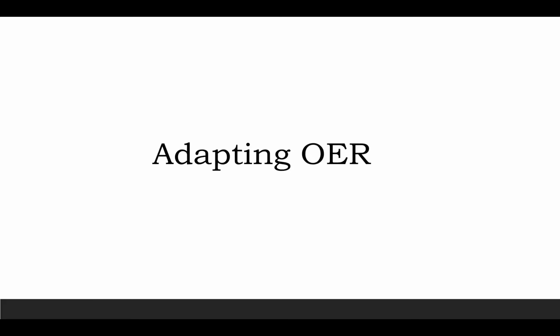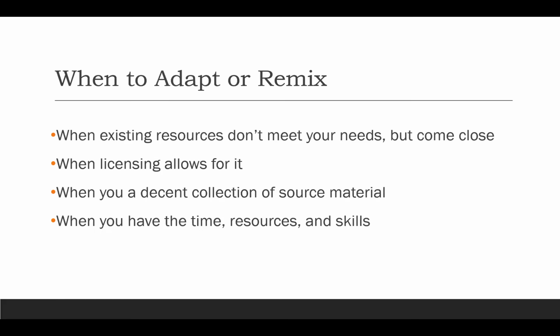Okay, so adapting OER. When you might want to consider adapting or remixing a work is when the existing resources don't really meet your needs exactly, but they come pretty close, right? So this is like when you might find 2 or 3 sources that seem like they could potentially be woven together or integrated into a book, but they would need some work to be able to do that. Also, when licensing allows for it, we'll talk about that.